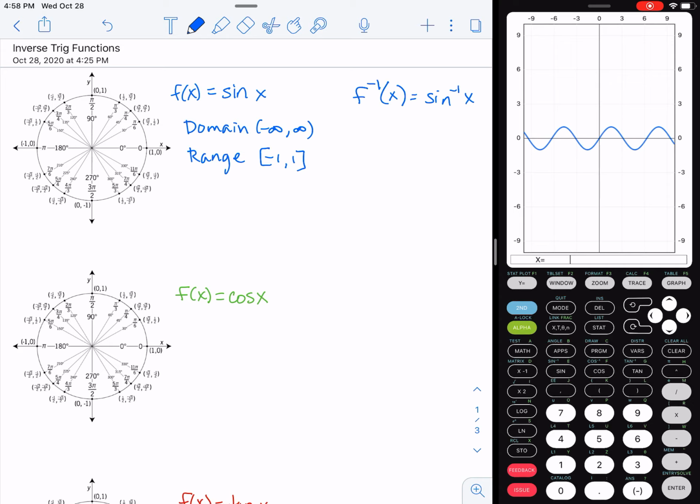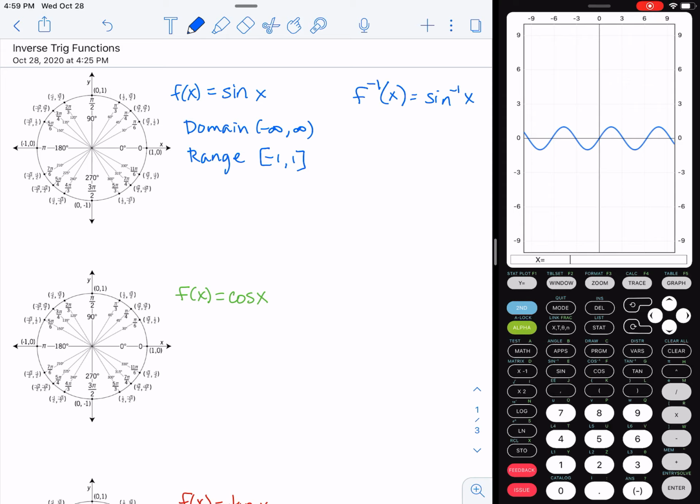All right, so that -1 simply indicates that it is an inverse. So our x value represents our angle, and the f of x represents our trig value, and that goes for all of these functions. So I want to show you what the inverse sine looks like.